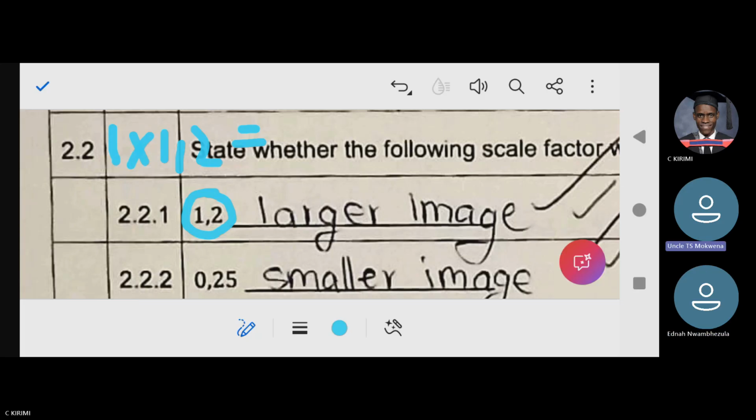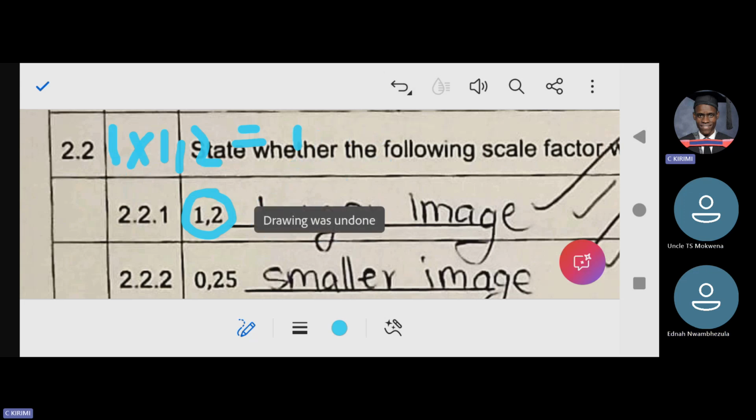1 times 1.2 is what? 1.2. Yes. So if I say 1 times 1.2, what is the answer? It's going to be 1.2. Yes, it does not change. So what we are saying, if you multiply 1 by a bigger number that is more than 1, you get a bigger number. That's why the scale is bigger here. It's a larger image. The image is going to be bigger.